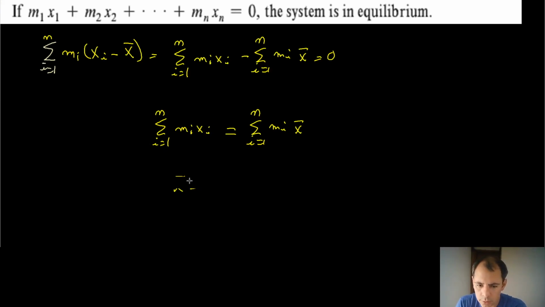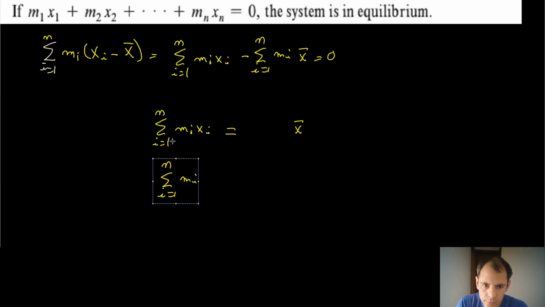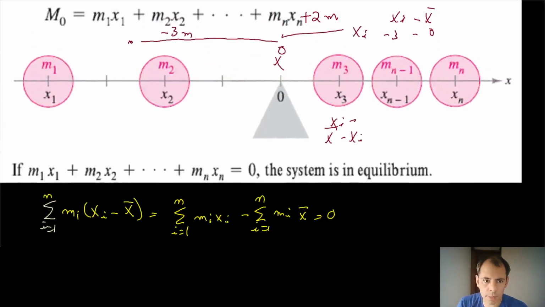Oh, here's what I can do. Make it even simpler. I can just get this thing and divide it over here. It'll be divided like this. Now, here's the thing. What is this thing over here? The summation of all the masses times the distance from the pivot. This is going to be the moment about the pivot.